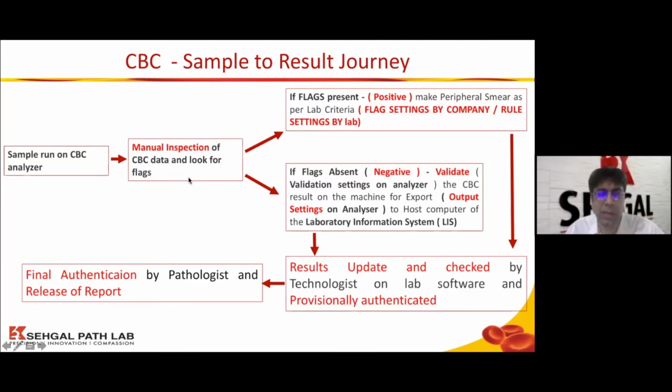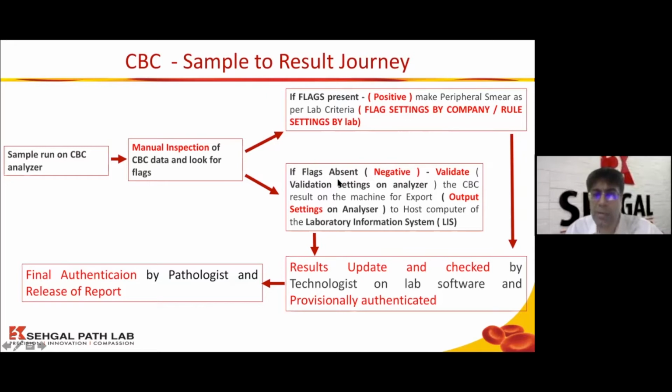Now, invariably, you will have either the slide review criteria or your flag review criteria either on a piece of paper stuck next to the machine, or there will be some flag rules given within the machine or your LIS system. Now, typically on the machine, if flags are present, and we will show how the machine will mark that sample as positive, and based on those criteria, it will tell the lab to make a peripheral smear based on the rule settings by the lab.